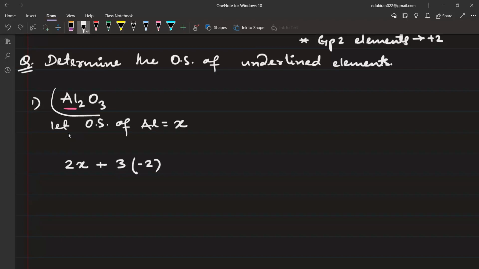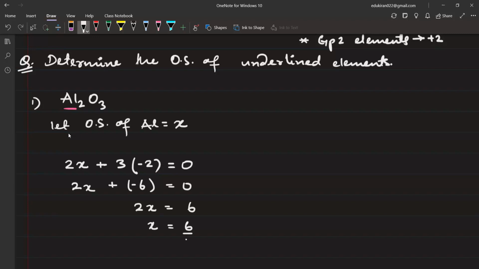And is there any overall charge shown here on Al2O3? You cannot see any charge, right? So the charge is 0, so it will be equal to 0. So we can write 2X plus 3 into -2, which is -6, equal to 0. 2X will go this side, -6 will go that side and become +6, and X will be equal to 6 by 2, that is +3. So what is the oxidation state of aluminium? It is +3. Clear, guys? Easy, right? Let's go, please write this down.